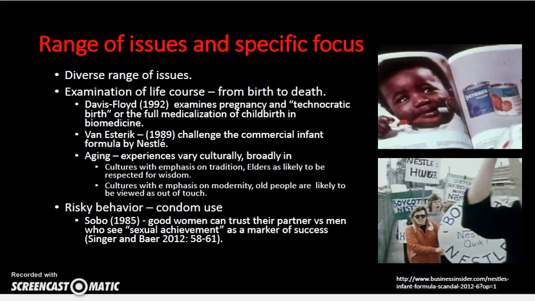In addition to the work on the life course, we see the work on aging and how this varies quite a bit cross-culturally. So very broadly speaking, Singer and Baer highlight that cultures with a strong emphasis on tradition, elders tend to have a lot of respect, they have a lot of authority for the wisdom that they can impart on the younger generations. In turn, in cultures with an emphasis on modernity, with things changing very quickly, rather than being referred to as elders with a capital E, old people or the elderly, again cultural terms here, are likely to be viewed as out of touch with society as a whole, and hence they don't really have anything to offer to individuals in younger generations.